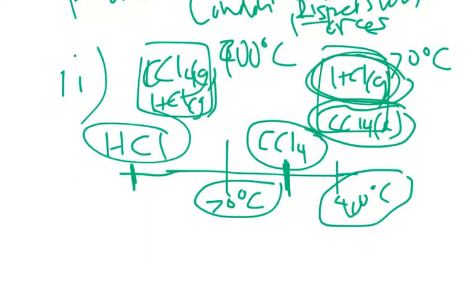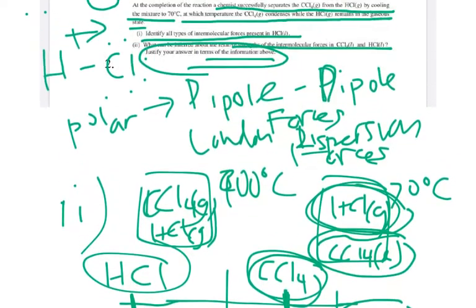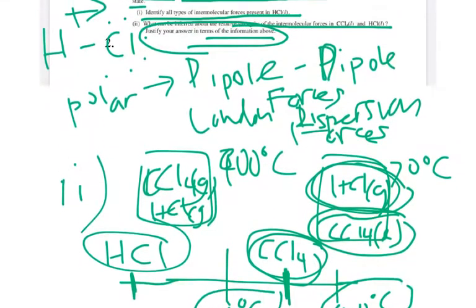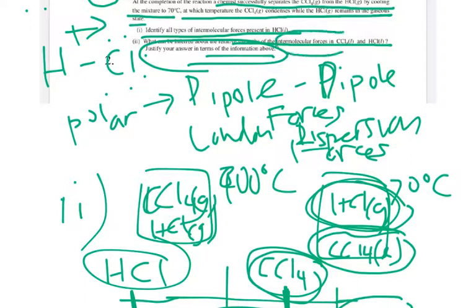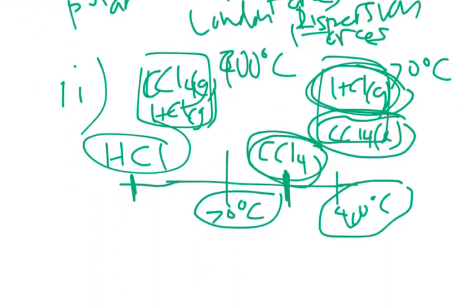Now because CCl4 condenses first and has a higher boiling point, this tells us that the intermolecular forces in CCl4 are greater than the intermolecular forces in HCl, since the CCl4 condensed first, which means that the forces between CCl4 molecules must be stronger. So that's how I used the information above to get my answer.